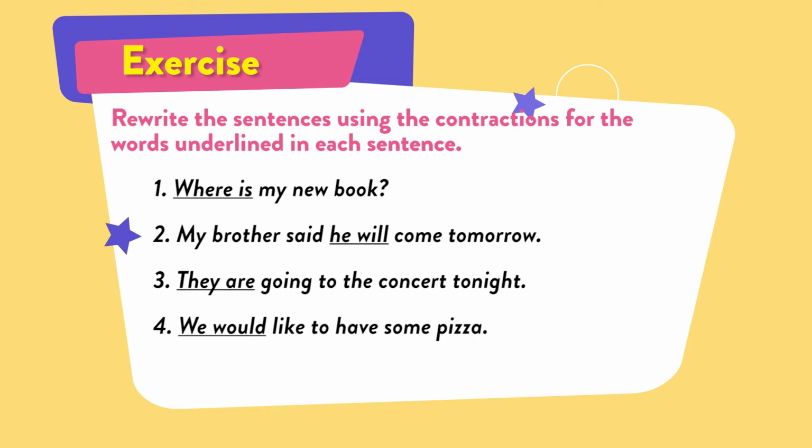Number 4. We would like to have some pizza. Write the contraction for the words "we would." And number 5. She has not eaten since last night. Write the contraction for the words "has not."